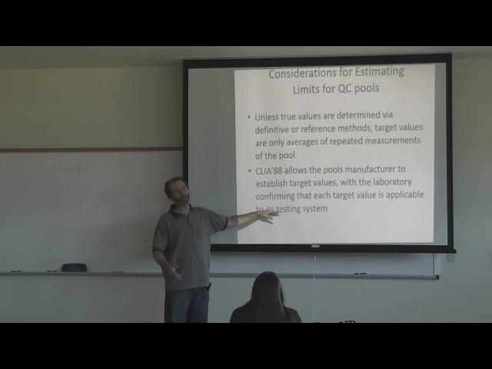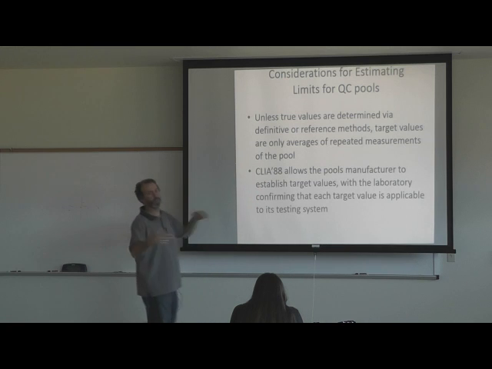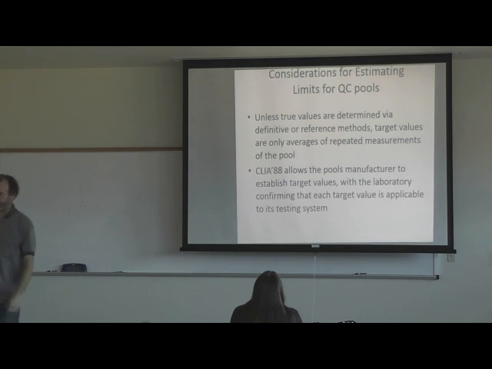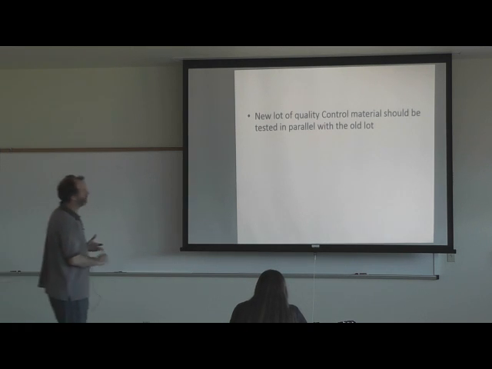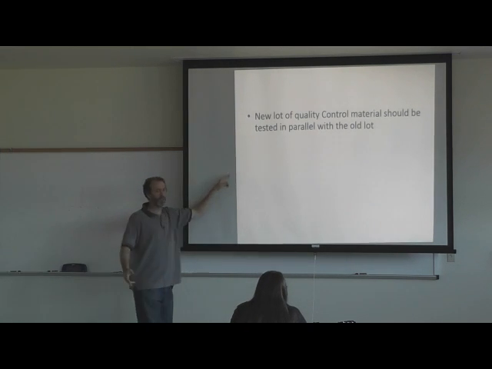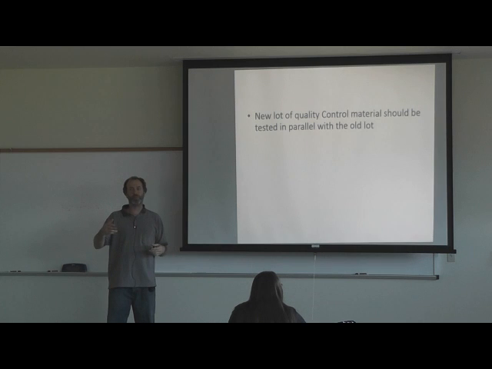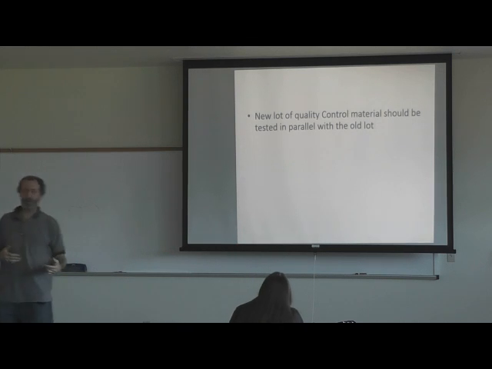So if somebody has a testing system that has different bias than the manufacturer's, it might not be very applicable, right? A new lot of QC material should be tested in parallel with the old lot. So you shouldn't just run out of the old lot and then, oh, we got a new lot, because that's not going to be the same. You have to verify that new lot and the values for that new lot before you can get rid of that old lot.